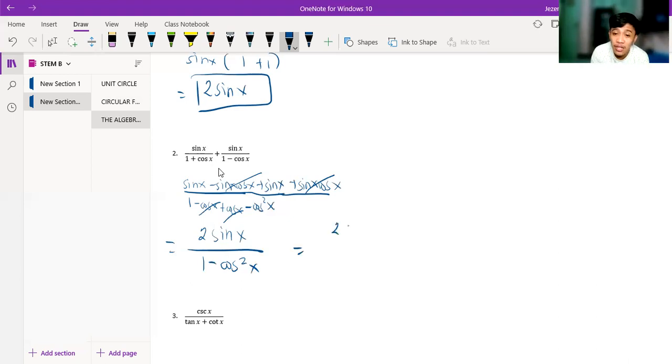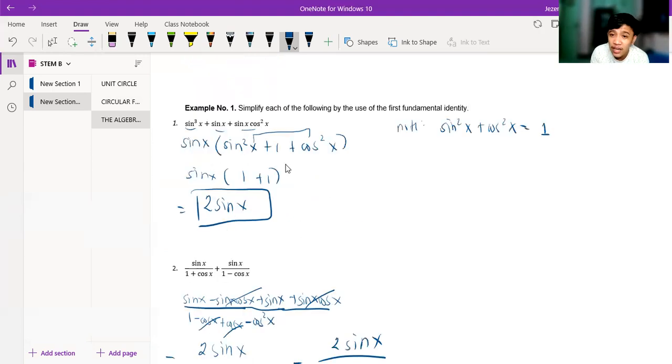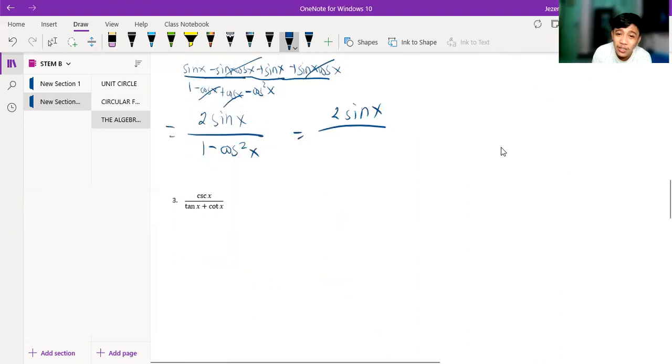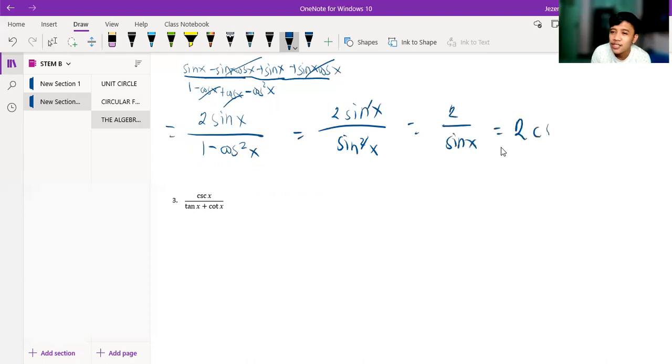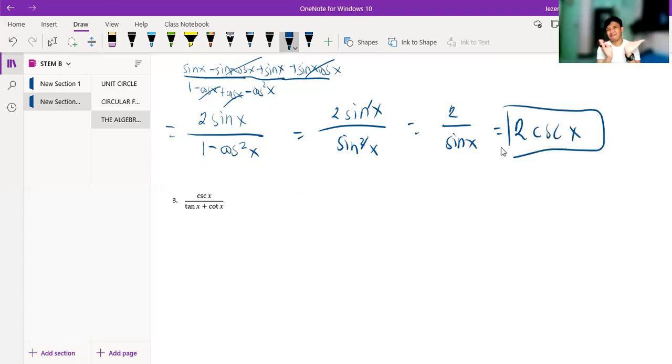And saan equals is 1 minus cosine squared x? So let's say dito ay 2 sine x over 1 minus cosine squared x. So di ba sine squared x plus cosine squared x equals 1. So ilipat natin ari. Natira na sa atin is sine squared x is equal to 1 minus cosine squared x. So pwede po natin gawin yon. So therefore, 1 minus cosine squared x equals sine squared x, which is, cancel natin to. We have 2 over sine x, and 1 over sine x is equal to 2 cosecant x. And that's it. Wala kahirap na yun.